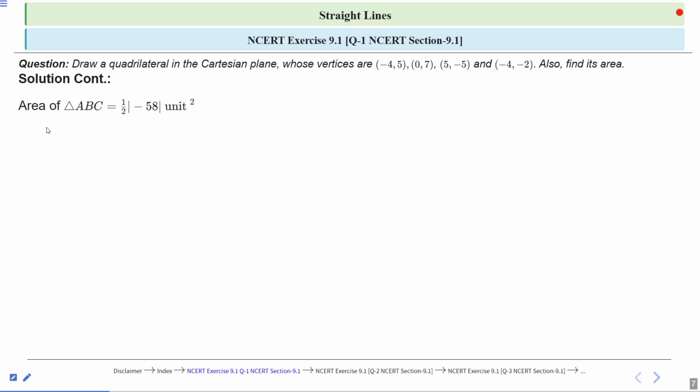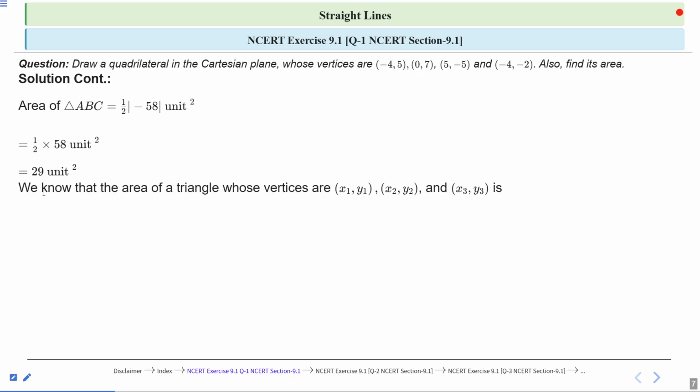So after calculation, we will get the area of triangle ABC. This is equal to 1 by 2 modulus value of minus 58 square unit. So therefore, this is equal to 1 by 2 times 58 square unit, and this is equal to 29 square unit.